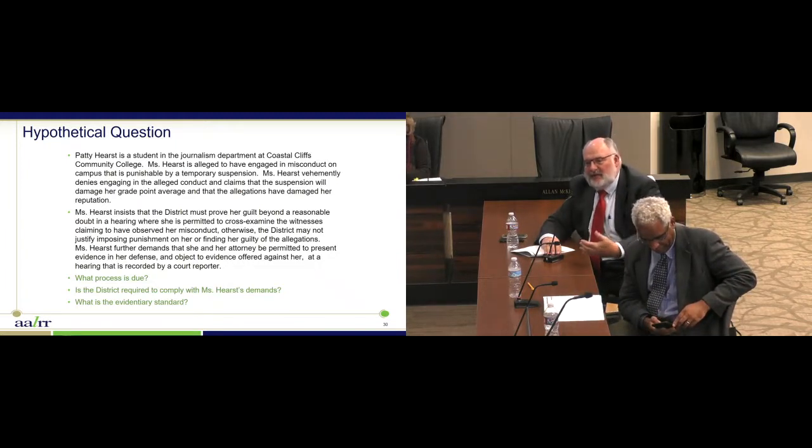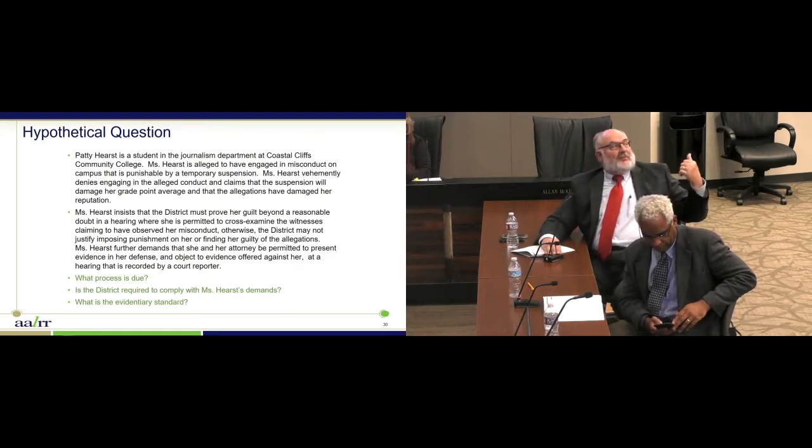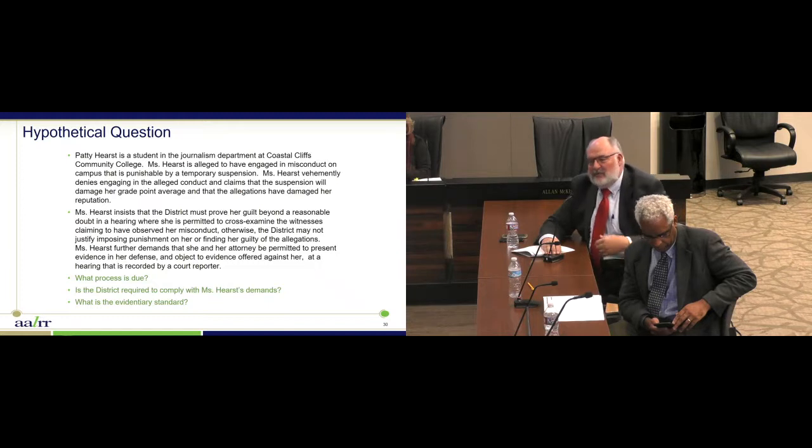Basically, if something's going to be recorded, everybody should be aware of it. And actually, that's what the Police Officer's Bill of Rights says. Everybody needs to be aware that it's being recorded.